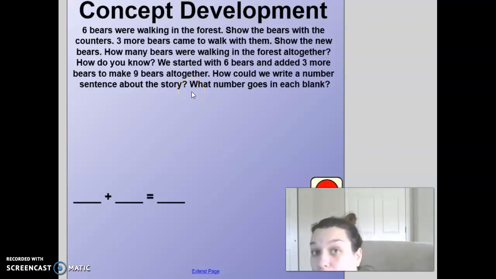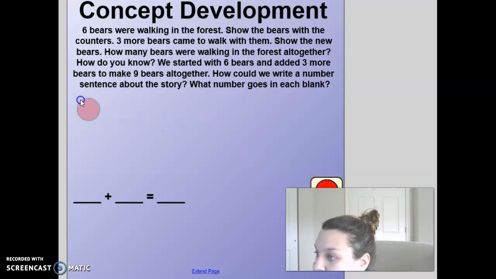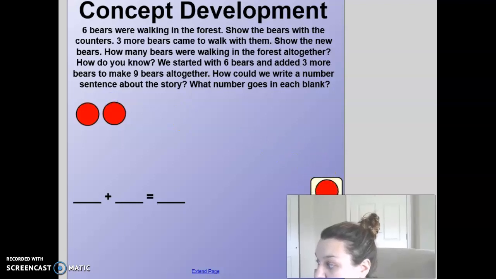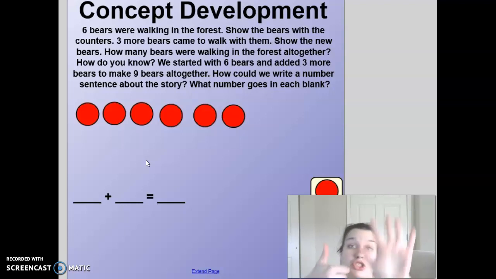Okay, here's our first problem. Let's do it. 6 bears were walking in the forest. Can you draw either 6 bears or 6 shapes on your paper? I'm going to draw circles. 1, 2, 3, 4, 5, 6. So these are circle counters, and we would use them in class. They're the things that have the red and the yellow sides, but you can draw bears if you want, or any other shape you want, as long as there's just 6 of them.